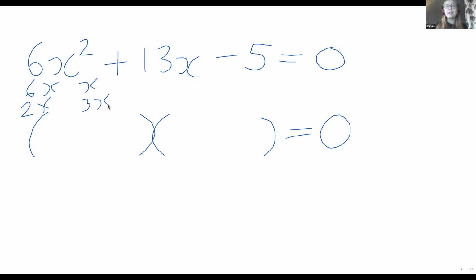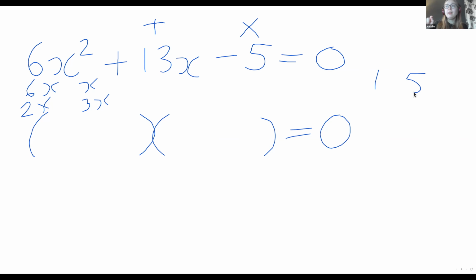The next thing I'm going to look at is that minus 5. Remember, I need the two numbers in the brackets to add to make 13, but times to make minus 5. And again, we've got a minus in there. So we know that one of them is positive and one of them is negative. And you're probably thinking, well, the only numbers that times to make 5 are 1 and 5, and there's no way they're going to add up to 13. That is because our numbers are going to be multiplied by the 2x and the 3x to make the 13x. I told you it was going to get confusing.